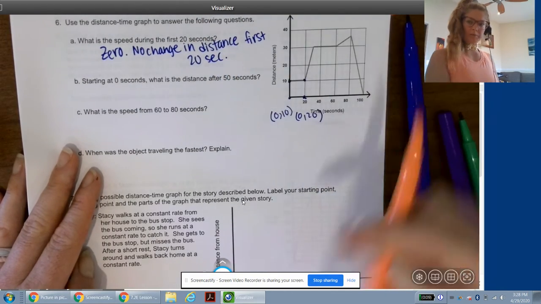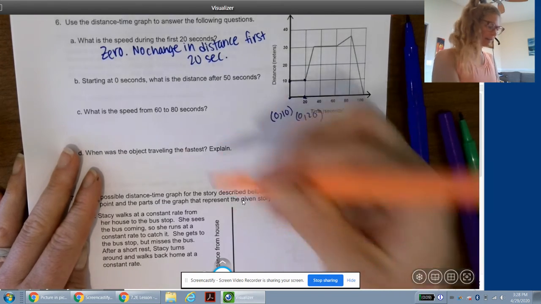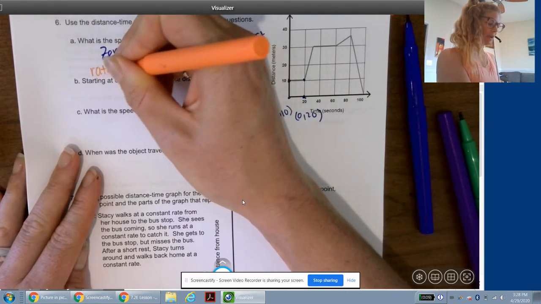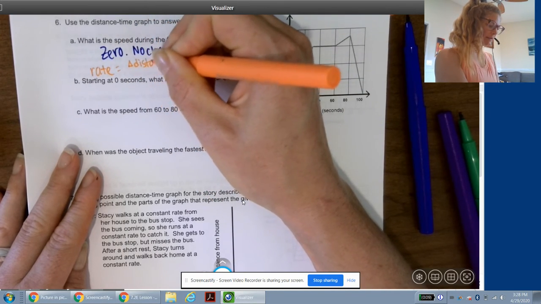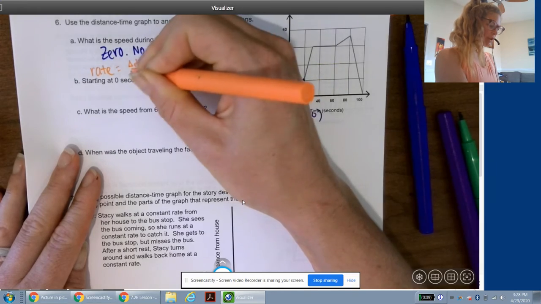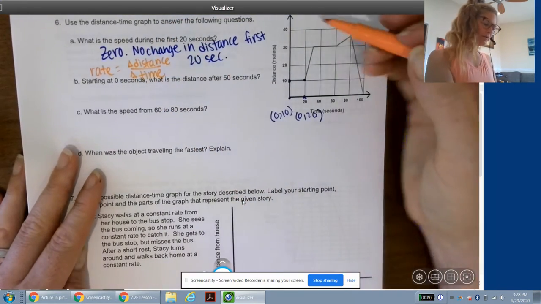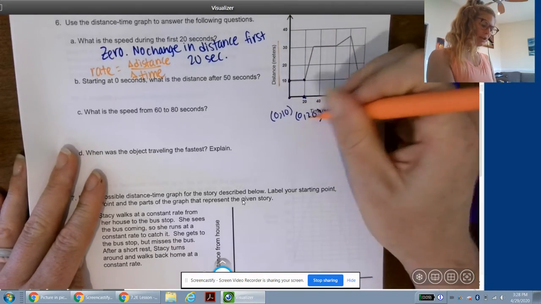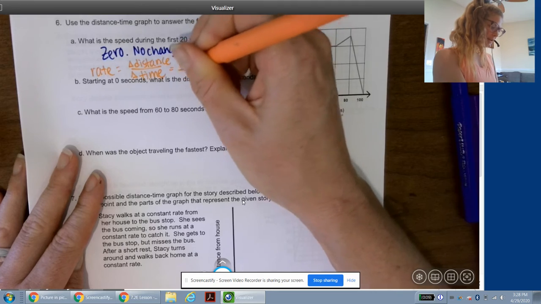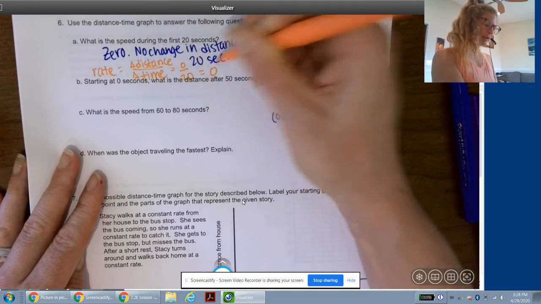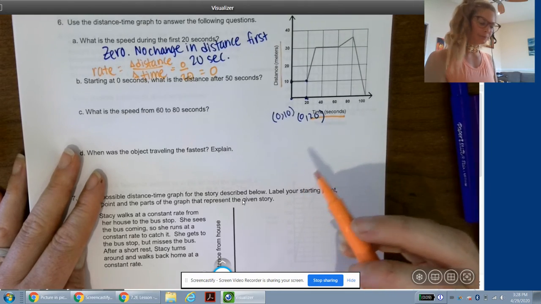If you are super mathematical and jumped into calculating the slope, because maybe you did, and that's fine, we can say the rate is change in distance over change in time. And that's what speed is. And also notice change in y over change in x, distance over time. And you end up with 0 over 20, which is also 0. 0 divided by any non-zero number is 0.